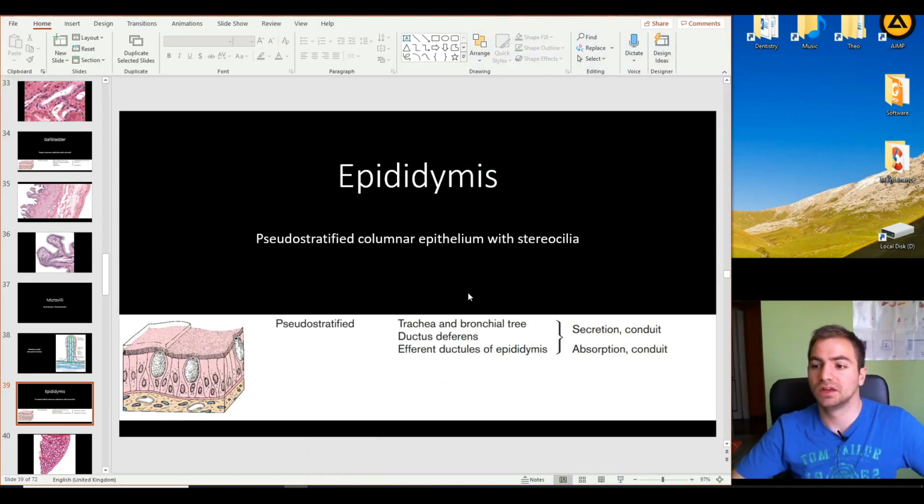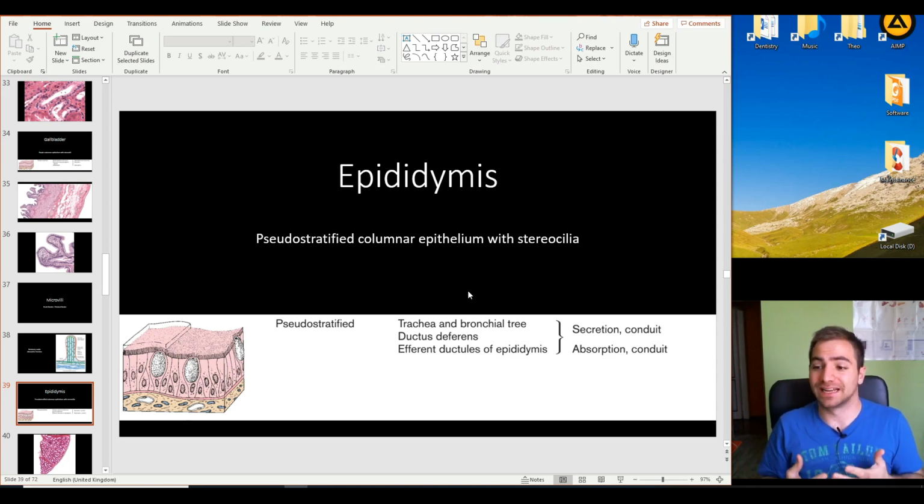So, let's move on. Let's go to the epididymis. Here we're going to find the pseudostratified columnar epithelium with stereocilia. There are two new terms we have to discuss: pseudostratified and stereocilia.